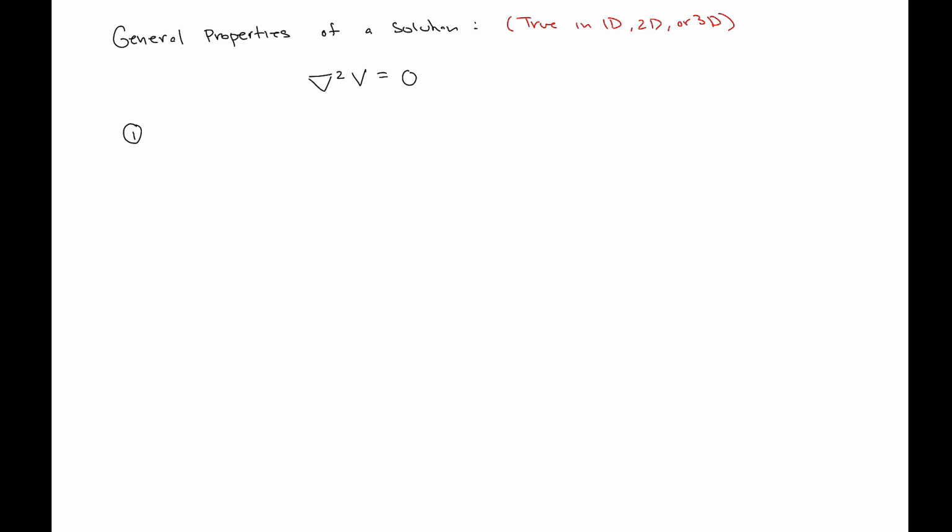So if I solve that for some V over some space, whether it be 1D or 2D or 3D, it has no local minimums or maximums. If I did have that, then I'm solving Poisson's equation, because that tells me there's some charge density in the region where I'm trying to solve this equation. The exception, of course, is at the boundaries. So if I look at a solution, the highest and lowest points should be at the boundaries.